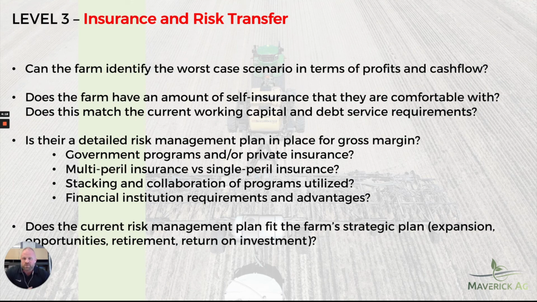Is there a detailed risk management plan in place for gross margin? Do we utilize government programs? Do we utilize private insurance? Are we looking for multi-peril or single peril coverage? Do we use stacking? Do we use collaboration of the programs? And financial institution requirements and advantages.